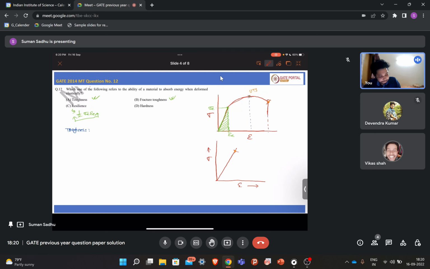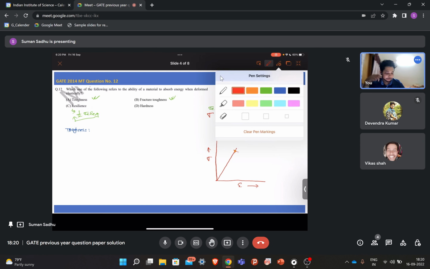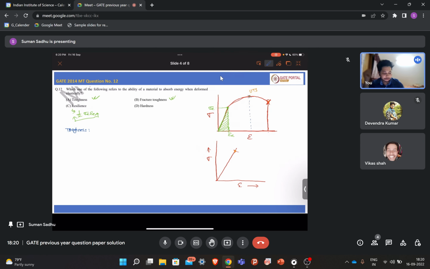Up to this point, it is deforming plastically, right? And then it is fracturing. Then it is broken into two pieces or like this. So then, what will be the toughness? Then toughness is basically this total area under the stress strain curve. This is your toughness.